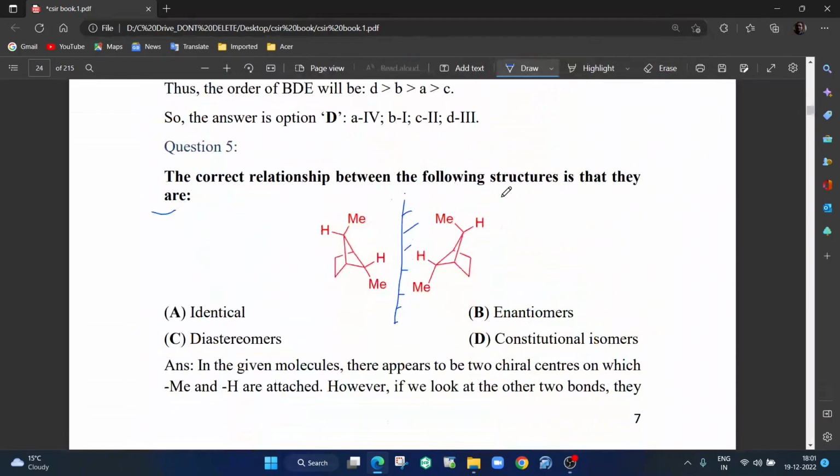So if you just rotate it and see what happens, H comes this side and Me comes this side. Now this hydrogen remains exo whether you rotate or don't rotate, and Me remains endo. Endo means it is closer to this ring, it is down. Both of them are down. So when you rotate, you'll see that they both are the same. So they both are identical. Answer is option A.